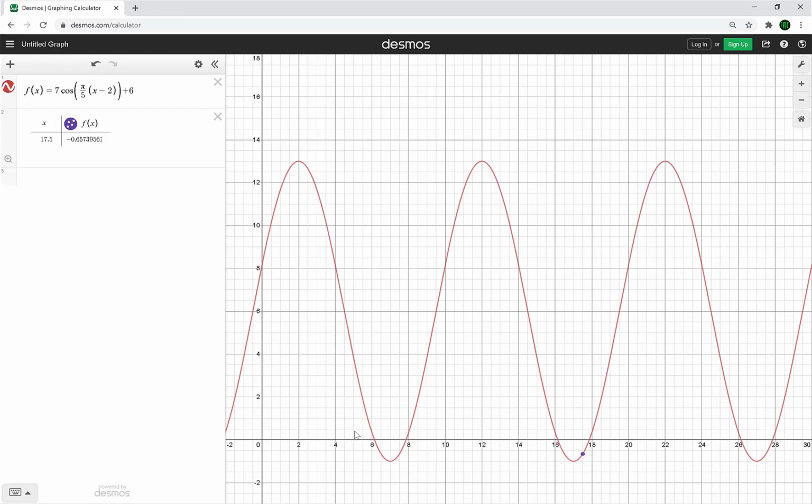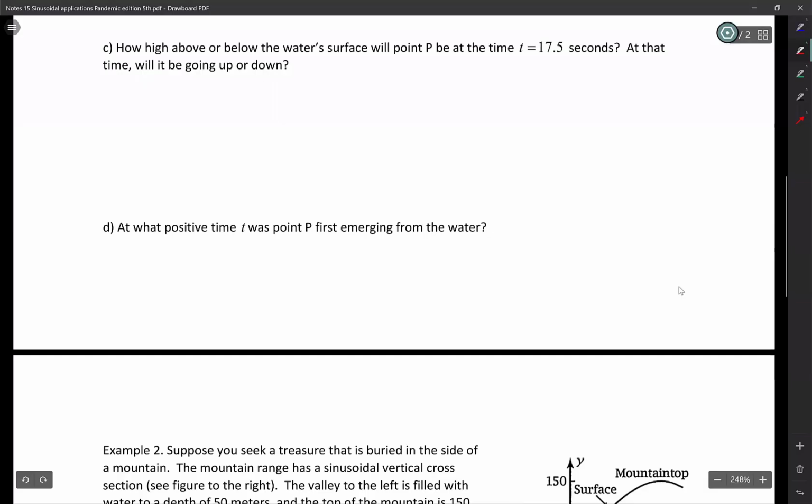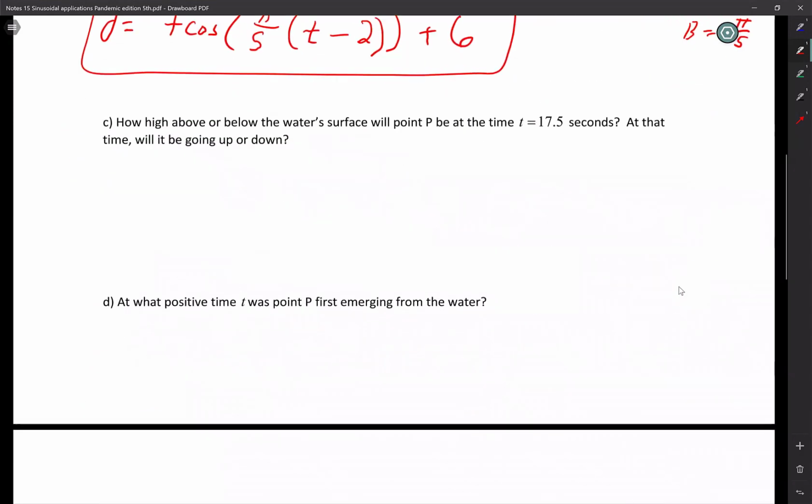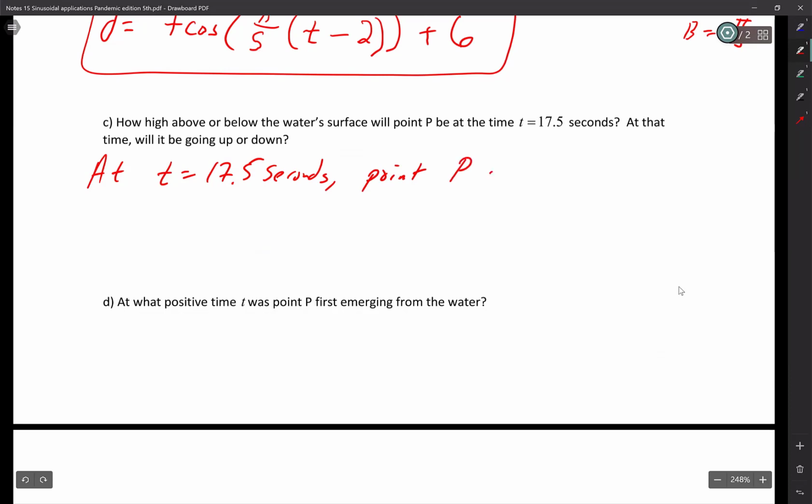And you can see, remember, you read a graph left to right. Left to right, point P is below the surface of the water at 0.657 feet or meters. I think it's meters. No, it was feet, I think. And it's on the way up. So that's what I'm going to write. So I'm going to come back. And it says, how high above or below the water surface will point P be at time 17.5? So I'm going to answer their question. I'm going to say at t equals 17.5 seconds, point P is, and what were the depths?